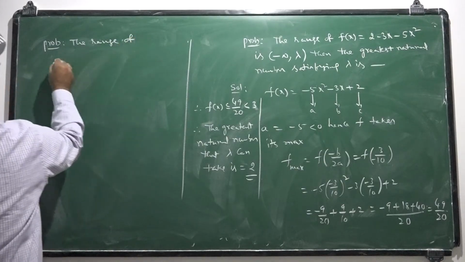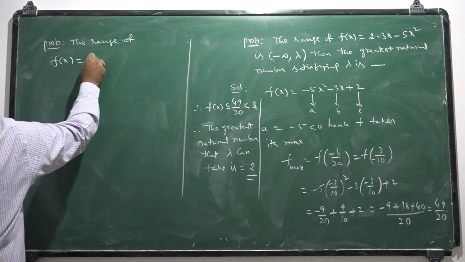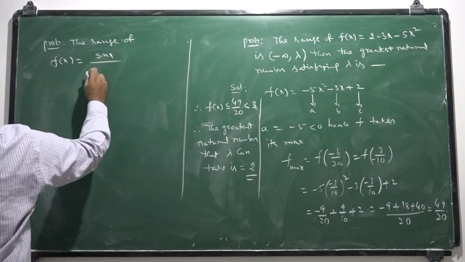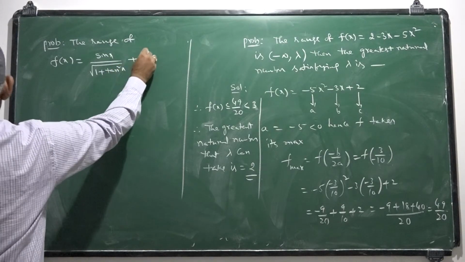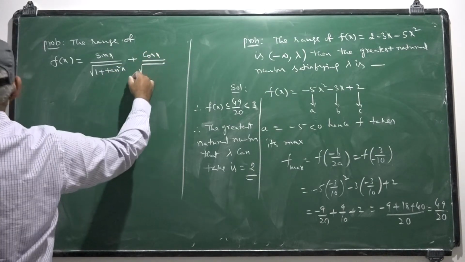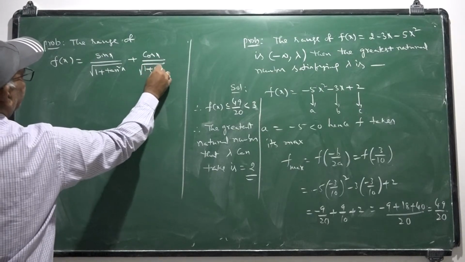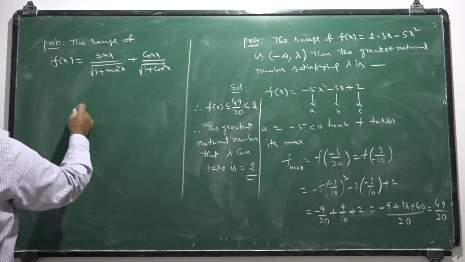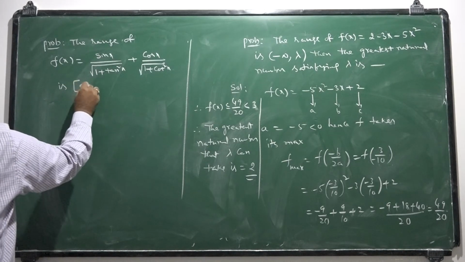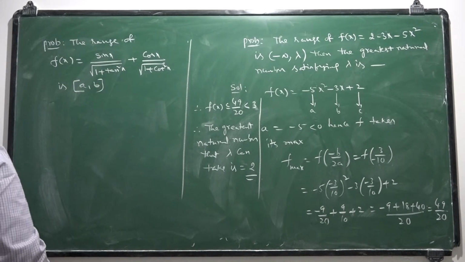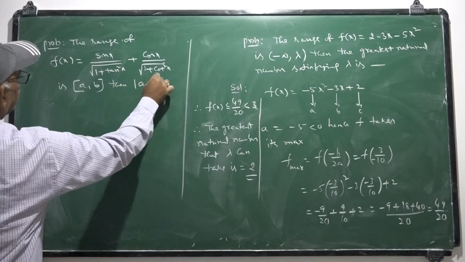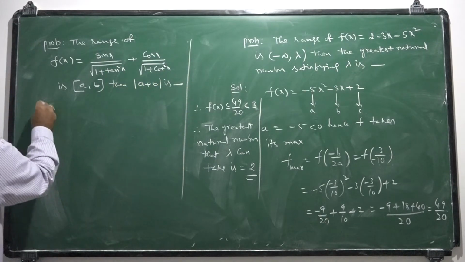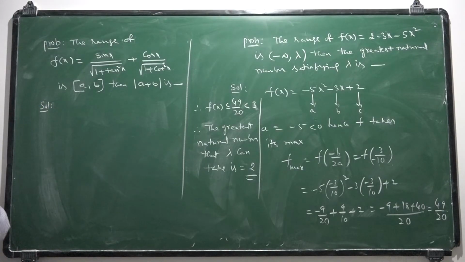The range of f(x) equal to sin x by root over 1 plus tan square x plus cos x by root over 1 plus cot square x is [a, b]. Then the value of modulus of a plus b is equal to, okay.